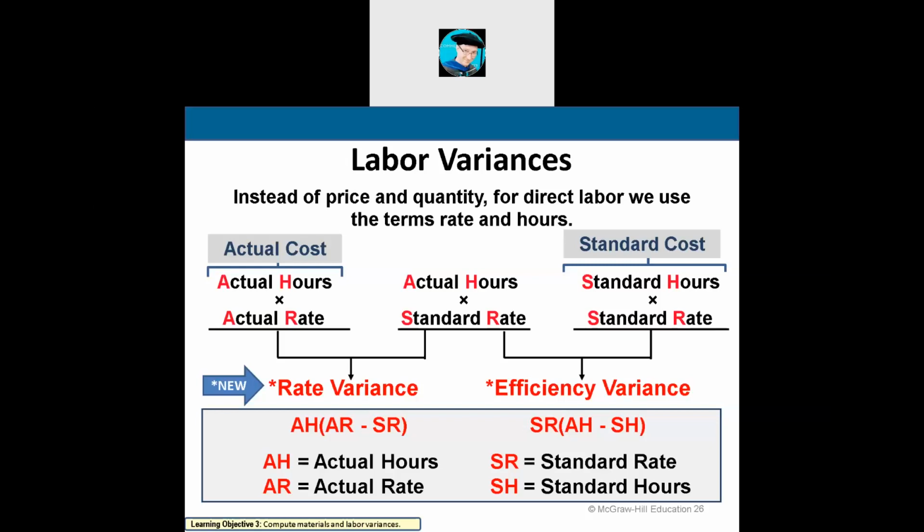For efficiency variance, this basically is the difference in number of hours. Actual hours minus standard hours times the standard rate gives us the efficiency variance. Once we do that, we can find the labor rate variance.